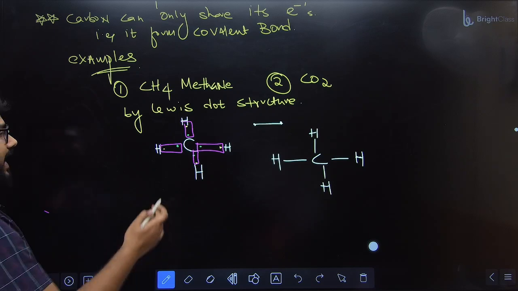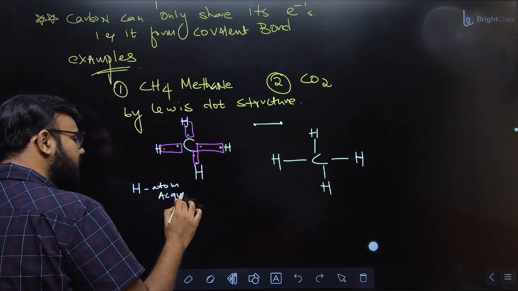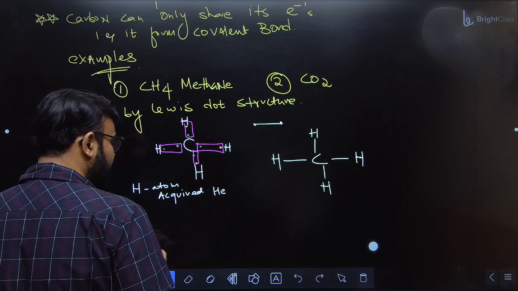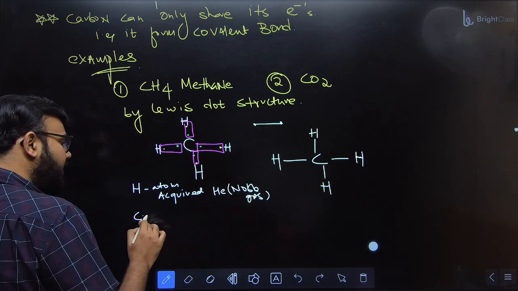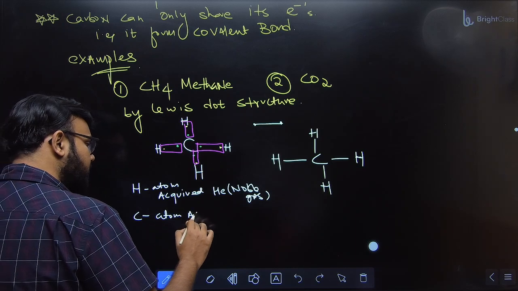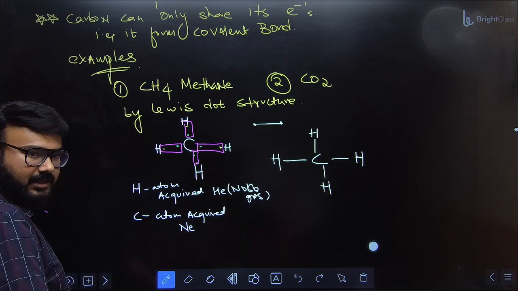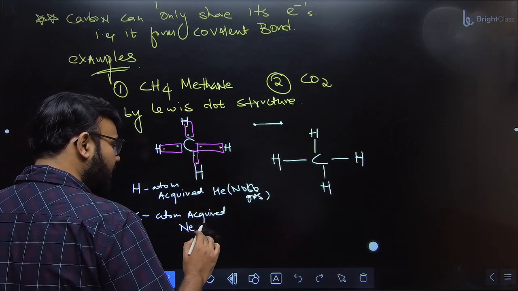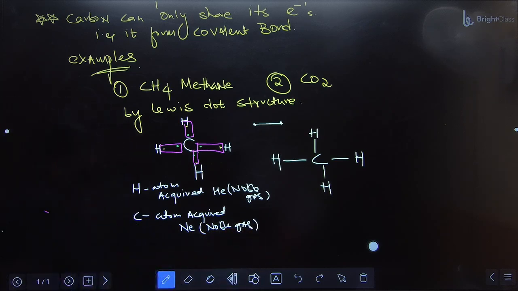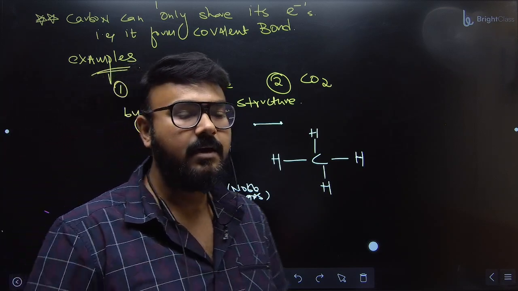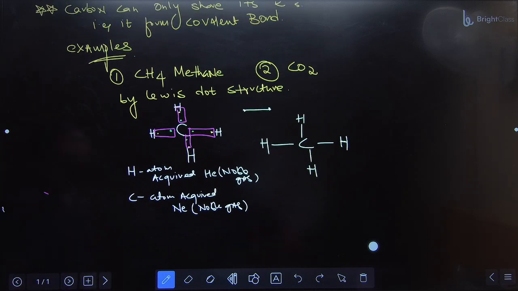Perfect. So in that way, the hydrogen atom acquired helium configuration, that is a noble gas, right? And the carbon atom acquired neon, right? After carbon, the next noble gas is neon, 10, right? Neon, which is also a noble gas. Now they are happy, they are stable. That is why bond formation happens, right? To acquire stability, noble gas configuration. Okay? Indra, you got it? Good.